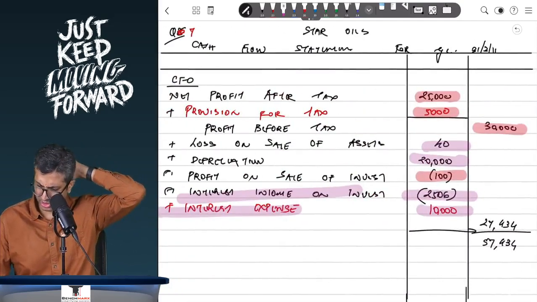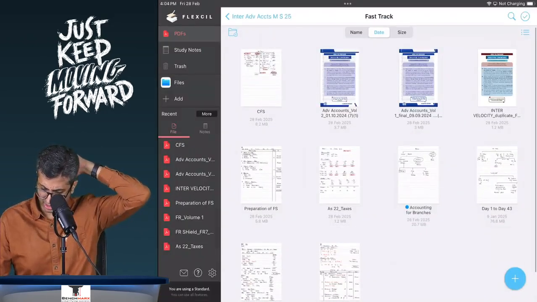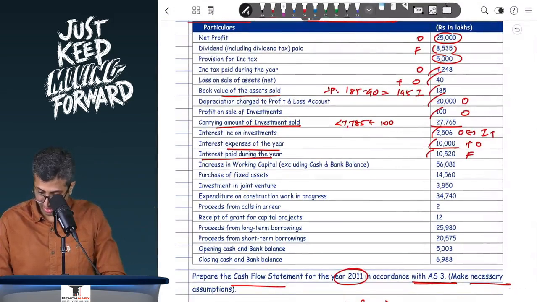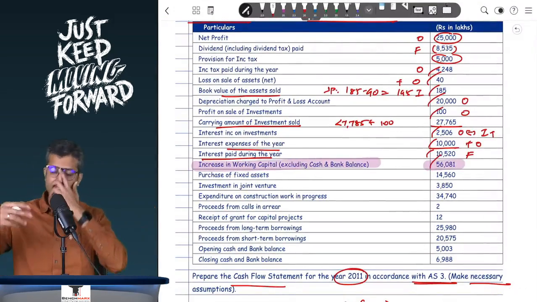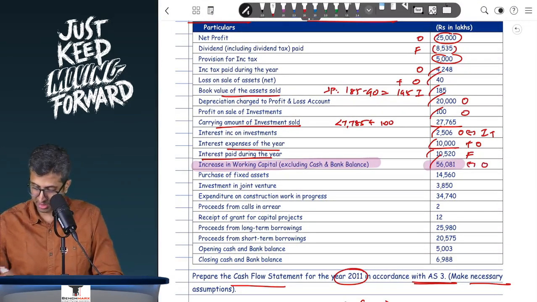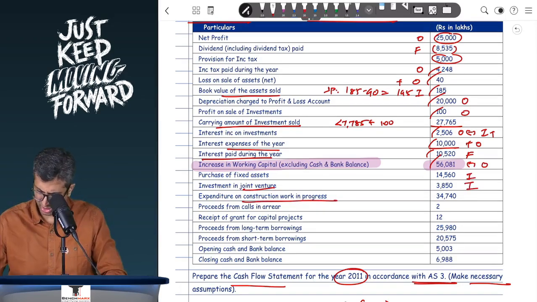Depreciation of 20,000 तो हमने discuss कर लिया. अच्छा, next you will have what? Increase in working capital, that is net current assets excluding cash in bank. This is net increase. Increase in working capital is increase in net current assets. So you will deduct. In operating, ये आप deduct करोगे 56,081 right at the bottom. Purchase of fixed assets. Investing. Investment in joint venture. Investing. Expenditure on construction work in progress. Still investing. ये तीनों investing में ही जाएगा. Proceeds from call in arrears.